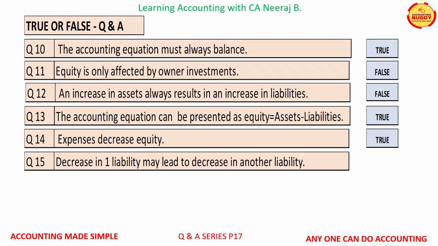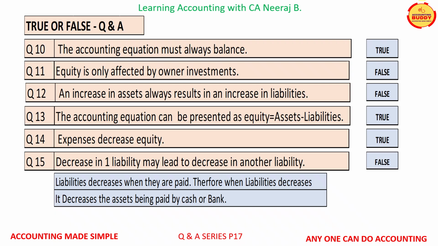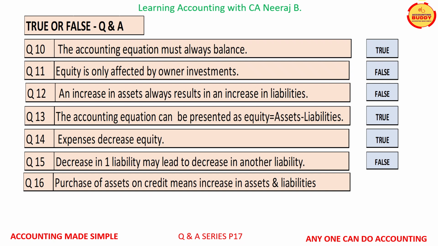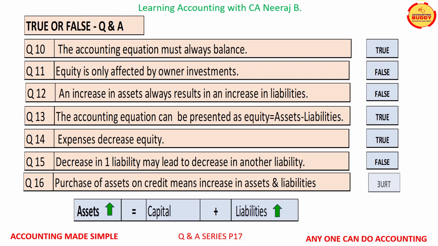Question number 15, decrease in one liability may lead to decrease in another liability. This is a false statement. Liabilities decrease when they are paid. Therefore, when a liability decreases, it decreases the asset being paid by cash or by bank. Question number 16, purchase of goods on credit means increase in assets and liabilities. The answer is true. When the assets are purchased on credit, both the assets and the liabilities will increase.